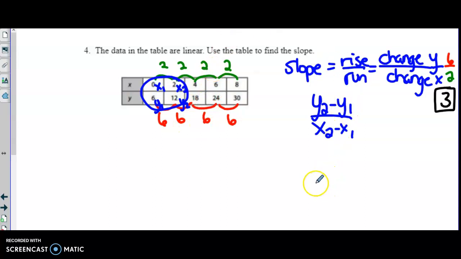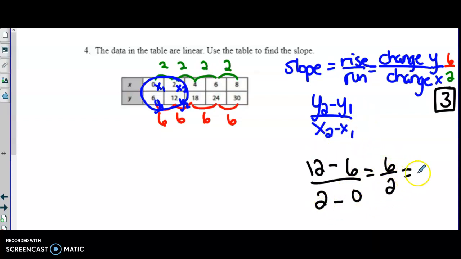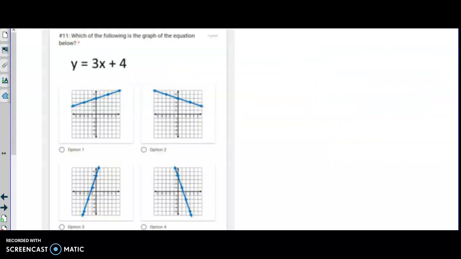When I use this slope formula, it's really important to me that I draw my fraction bar and my minus signs, and then I just plug in what I need. So y2 is 12, then I need y1, which is 6. On the bottom, x2 is 2, and x1 is 0. 12 minus 6 is 6, 2 minus 0 is 2, and that reduces to 3. No matter which 2 points you picked, you would get the same thing. So the slope here is 3. When you look at a table, you can either do the change in y over change in x, or you can do the slope formula, y2 minus y1 over x2 minus x1.